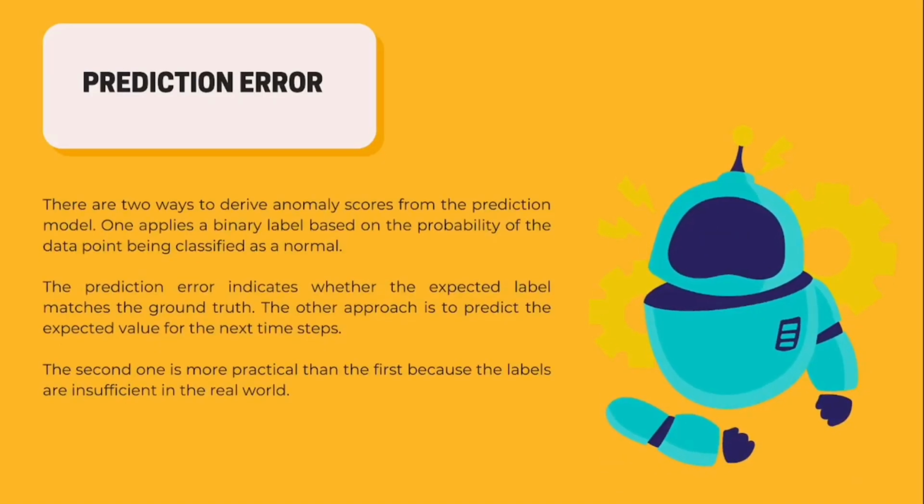Moving on to the prediction error, there are two ways to derive anomaly scores from the prediction error. One applies a binary label based on probability and the data point being classified as normal. The prediction error indicates whether the expected label matches the ground truth or not. The other approach is to predict the expected value for the next future steps, and then move to the next step and check whether the prediction is correct or not. The second one is more practical than the first one, as labels are insufficient in real world data.